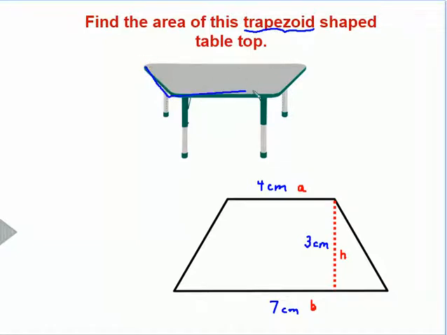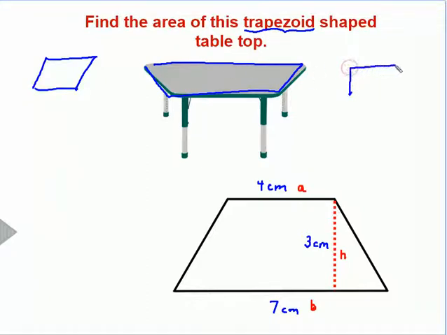Got a nice little trapezoid shaped tabletop here, right there. And you'll remember trapezoids have sides going in two different directions. They're not our parallelogram. Those sides were parallel to each other. In a trapezoid, they're not. But this isn't the only shape of a trapezoid. Some trapezoids will look like this. Some trapezoids might look like this.